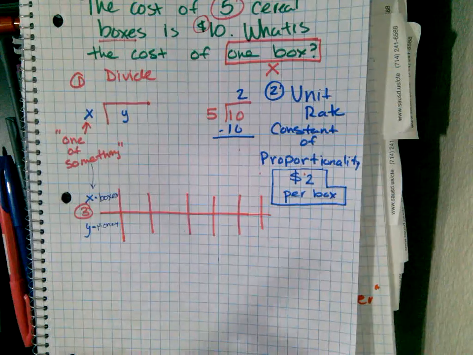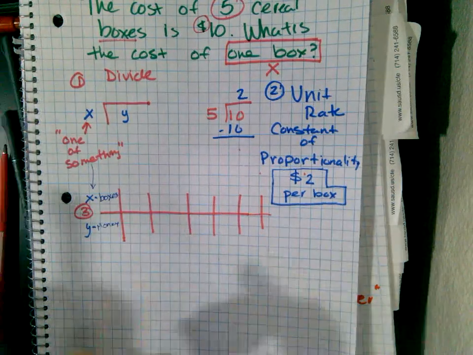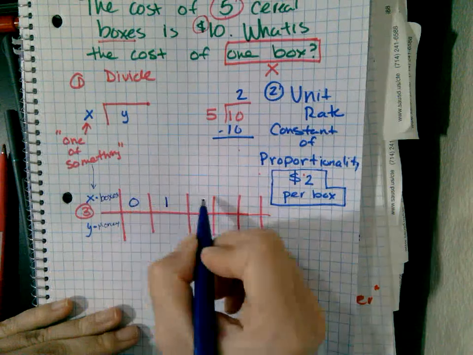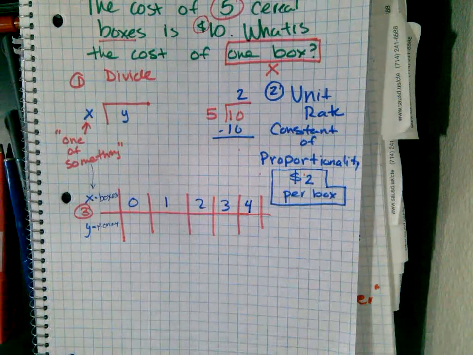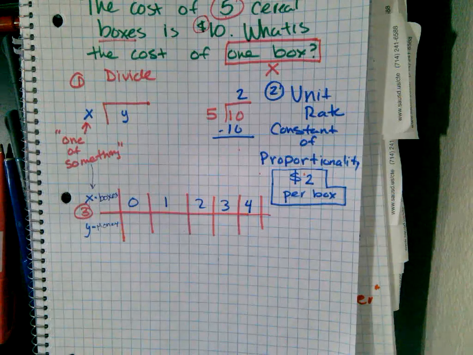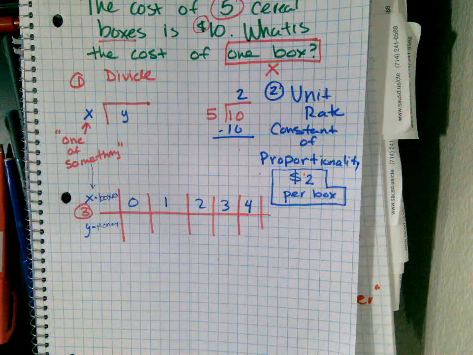All right. So if you have an empty table, your top numbers are 0, 1, 2, 3, 4. Okay, hardest question of the day. If I bought 0 boxes, how much is 0 boxes going to cost me?